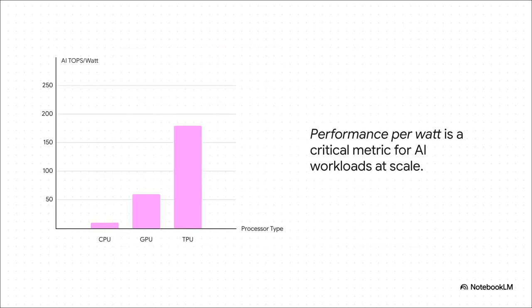But honestly, for any executive or leader thinking about budgets and strategy, this chart right here, this is the money shot. This is performance per watt. It's how much AI horsepower you get for every dollar you spend on your electricity bill. And you can see, for big AI jobs, the TPU isn't just a little more efficient. It's in a completely different league. That gap you see, for a large company, that can mean millions of dollars in savings every single year.